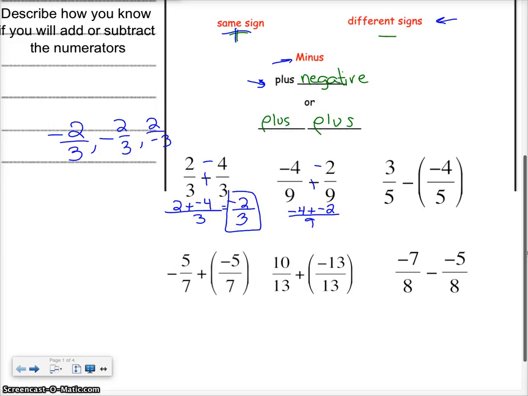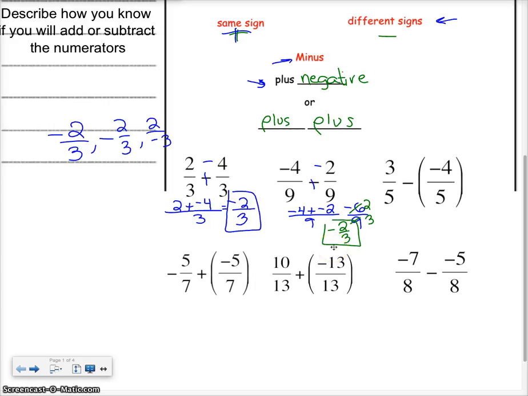Now do I add or subtract these? Add. 4 plus 2 is 6. Keep it negative, so negative 6 over 9. And then what do I need to do? Simplify. So divide them both by 3. And I get negative 2/3 as my final answer.